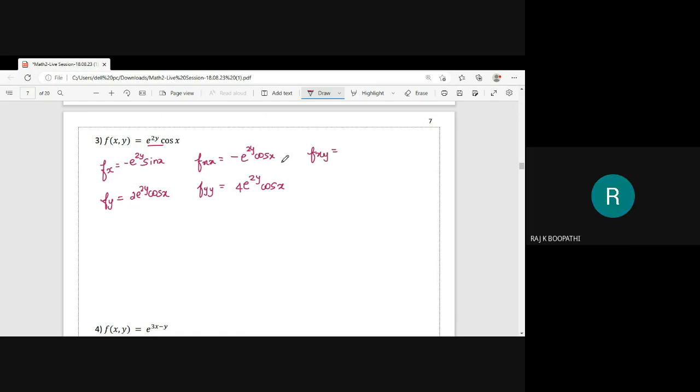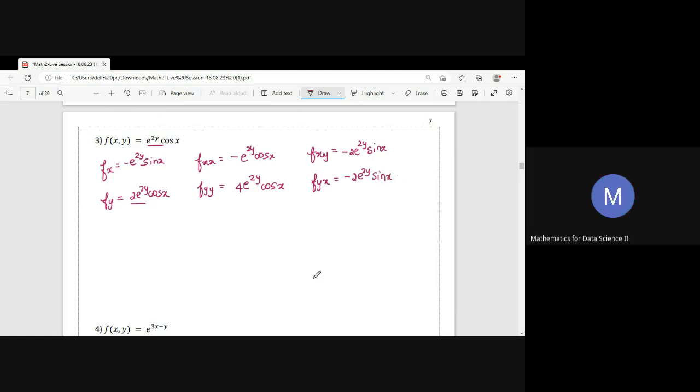Minus 2 e to the power 2y sin x. Now you have to consider, with respect to y first, no UV method, only you have the other values constant. So minus 2 times e to the power 2y sin x. And then fyx, with respect to x. Now this is a constant, so you keep it as it is. And then what is the derivative of cos x? Minus sin x.